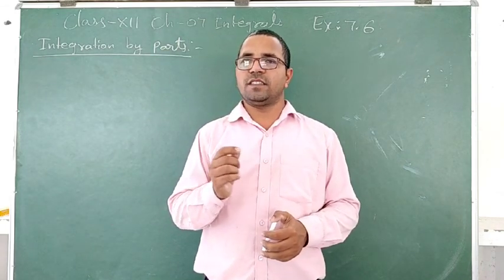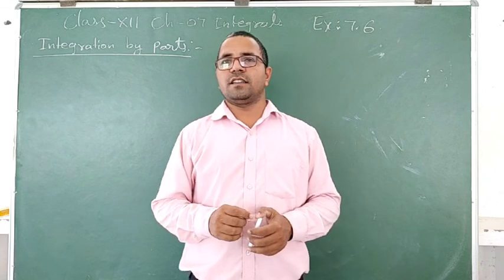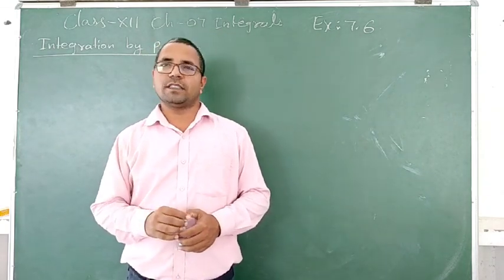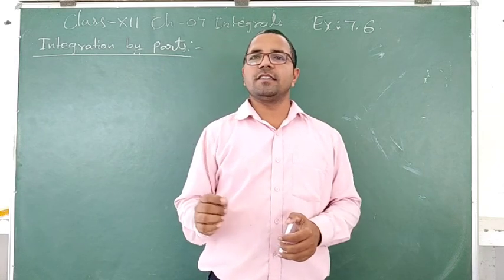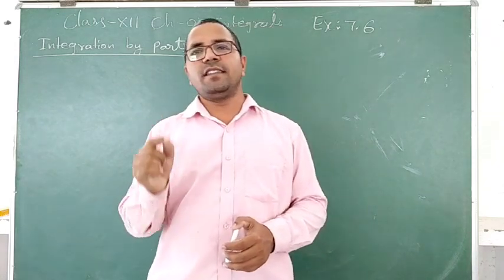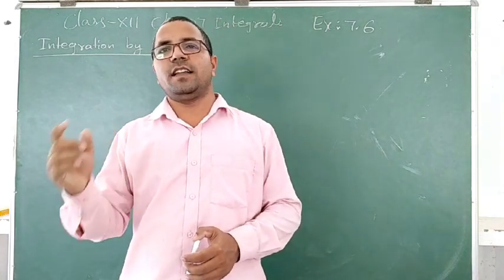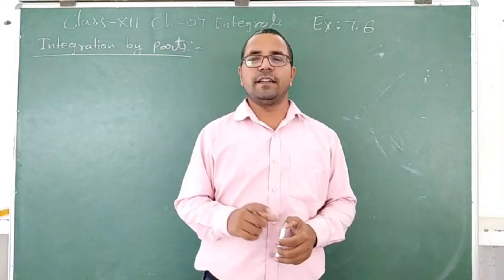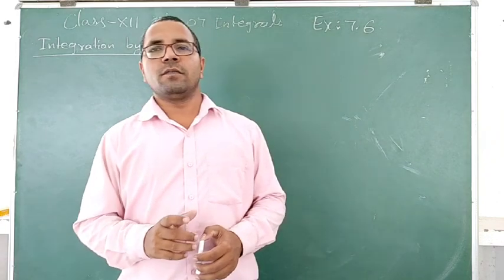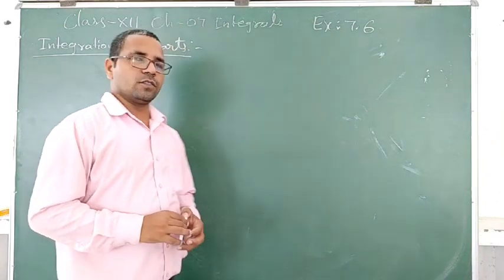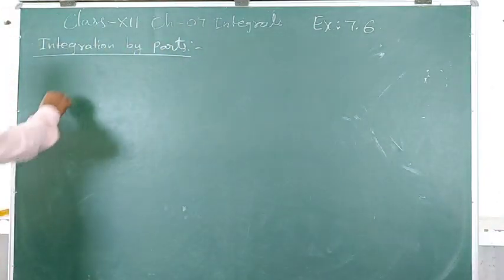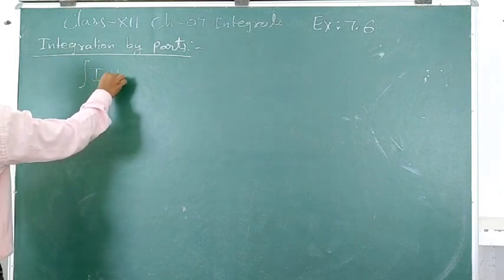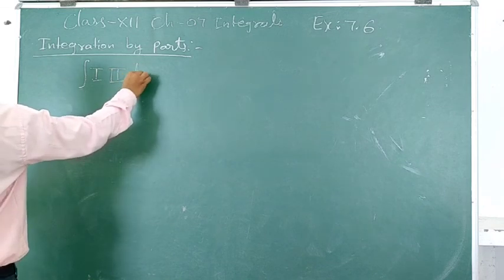That is the first function and the second function. Then you will get the first function times the integral of the second function, minus the integral of the differentiation of the first function times the integral of the second function, whole over the integral. You will get this one formula. So let's understand this one as the first function and this one as the second function, dx.